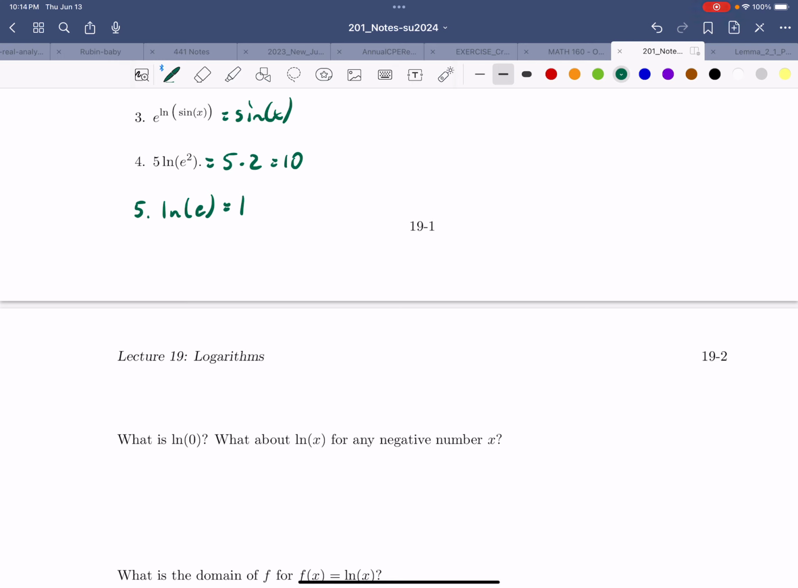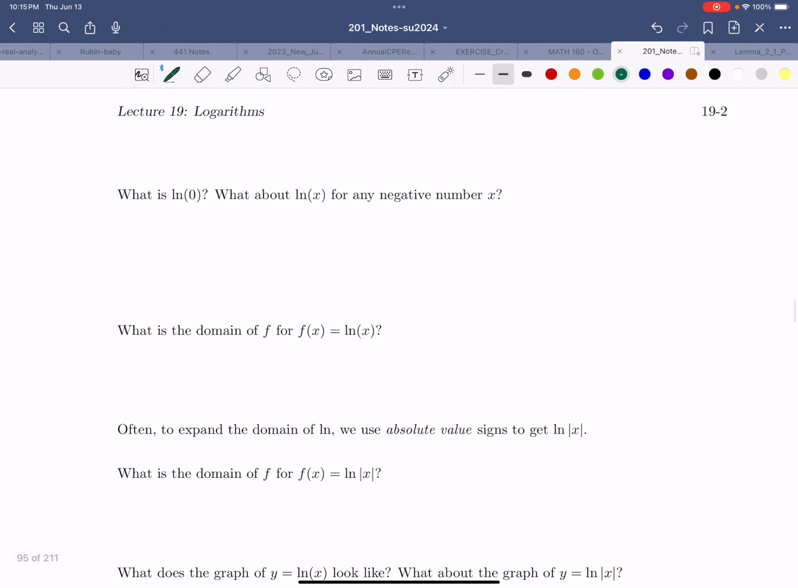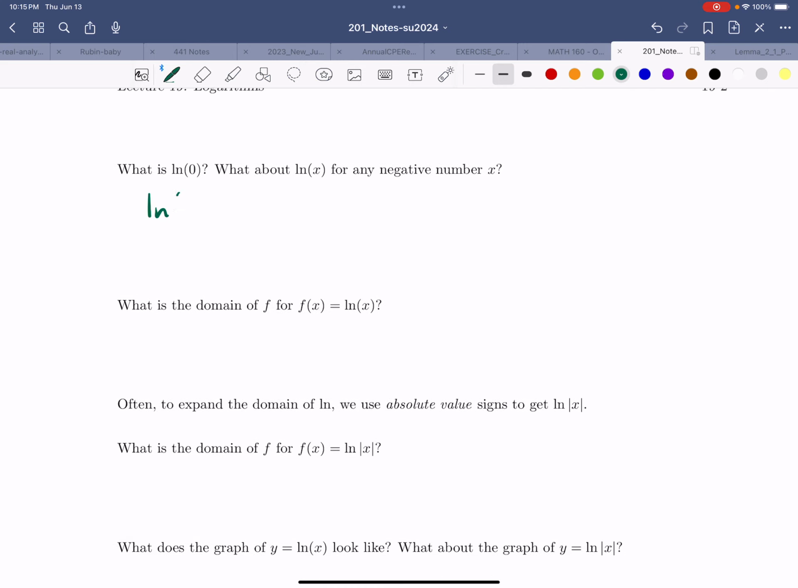Because the power you need to raise e to get e equals 1. Here's another one. What's ln of 1? It's the power you need to raise e to get 1. Well, that's going to be 0. What about ln of 0? ln of 0 is the power you need to raise e to get 0. Can you raise e to a power and get 0? No, you cannot. So ln of 0 does not exist.